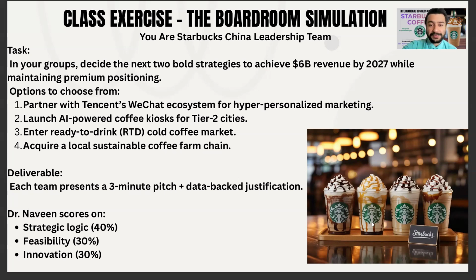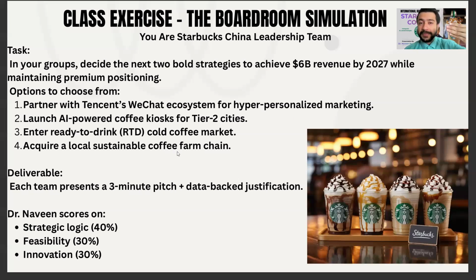So now how will you achieve this? You can choose any two strategies among the four I have mentioned here. You can partner with the Tencent WeChat ecosystem, where hyper-personalized marketing can be done. Second, launch AI-powered coffee kiosks for tier 2 cities. Third, enter the ready-to-drink cold coffee market. Fourth, you can acquire a local sustainable coffee farm chain. You can adopt this also.